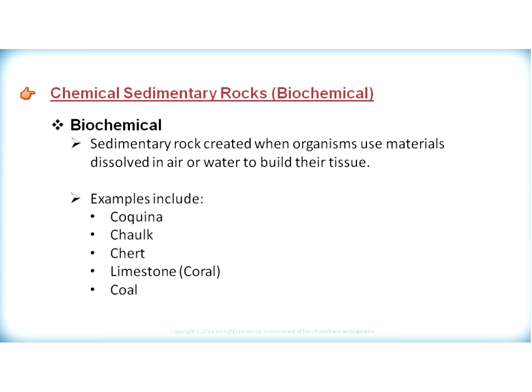If we look at biochemical sedimentary rocks, biochemical sedimentary rocks are sedimentary rocks created when organisms use materials dissolved in air or water to build their tissue. Therefore, biochemical sedimentary rocks are rocks that result from once living organisms. Some examples of biochemical sedimentary rocks include a rock called coquina, chalk, chert, limestone formed from coral, and also coal.